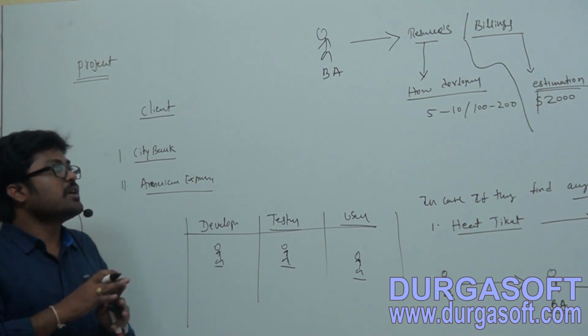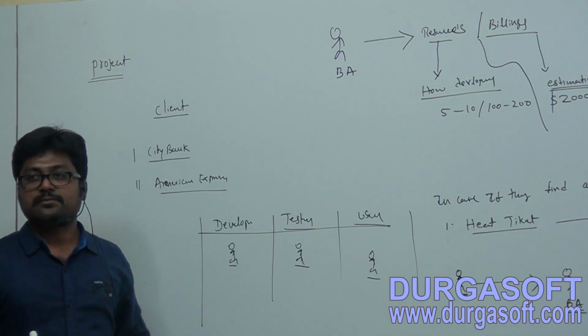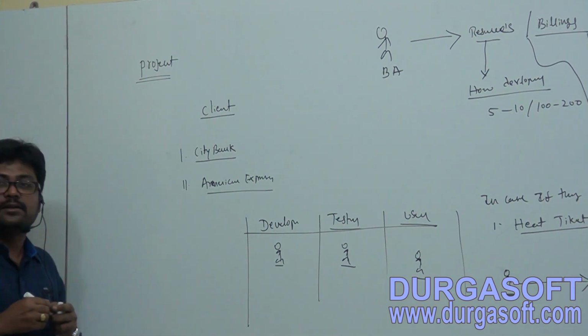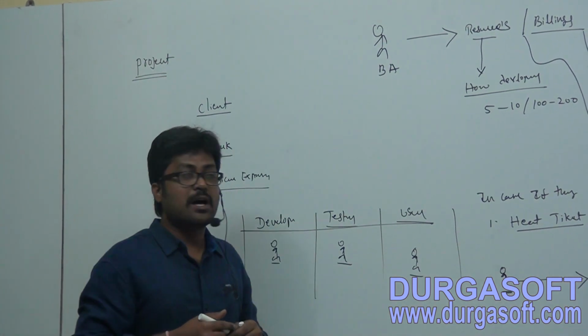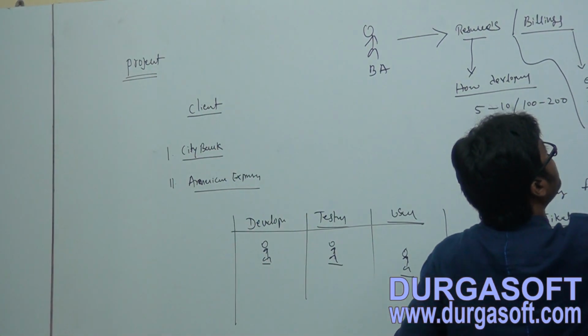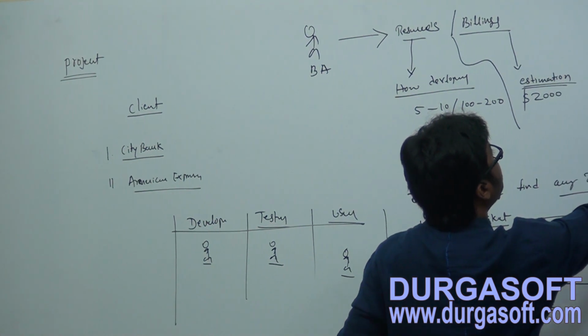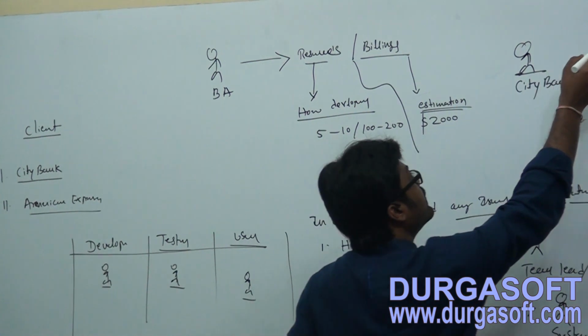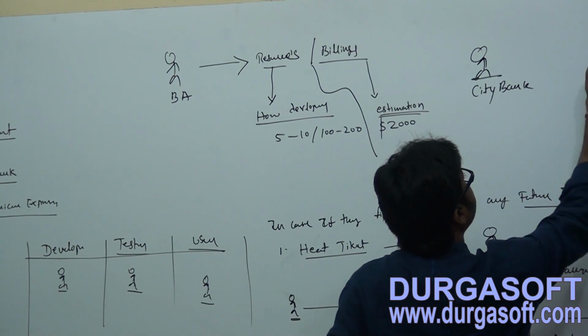After completion of all these, they will call the vendors. These client people will call the vendors and conduct some client meetings, vendor meetings. Citibank people, if Citibank is the client, this client will call all the vendors.